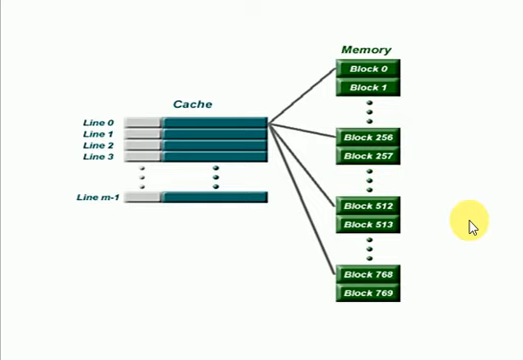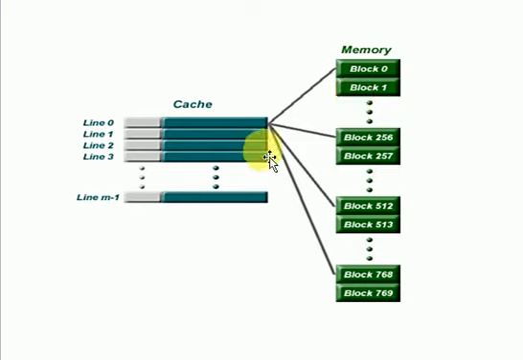Here, you can place only block 0, block 256, block 512 and block 768 into line 0, which means I can place only block 0 or block 256 or block 512 or block 768 at a time in this line 0 alone. These four blocks cannot occupy any of the other lines other than the line that has been dedicated for them. So this is called direct mapping.